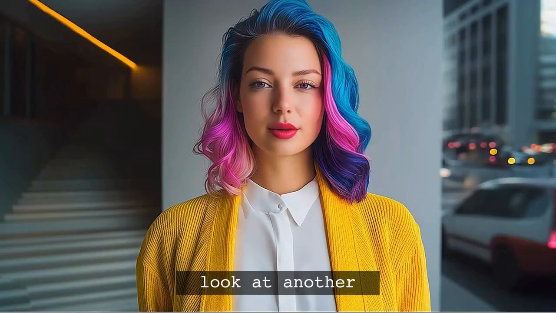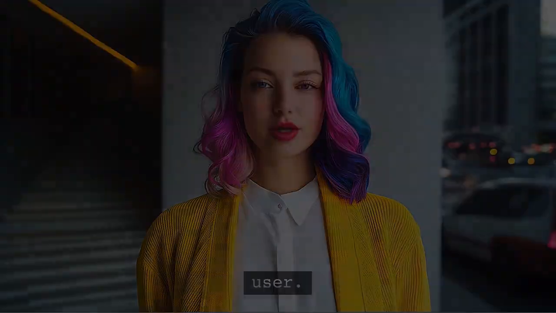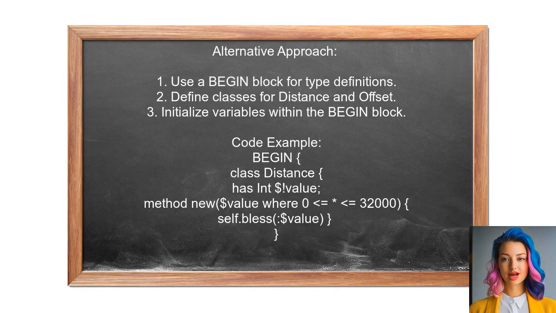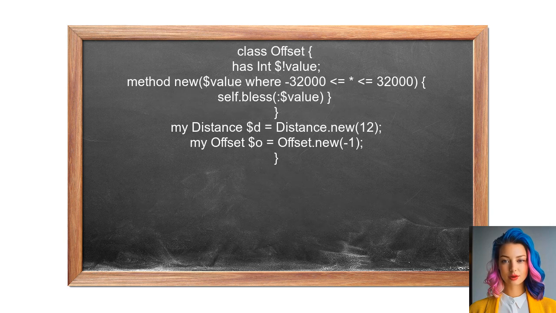Let's take a look at another answer from another user. An alternative approach to deriving your own distinguishable types from int in Perl 6 is presented by another user. They suggest using the begin block to enforce compile time checks. This method wraps your type definitions and initializations, allowing the compiler to catch errors before runtime.